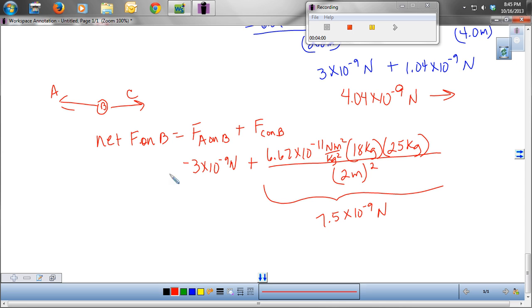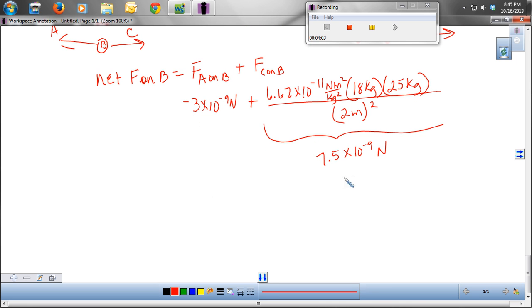And it's positive because it's to the right. So when I added negative 3 times 10 to the minus 9 to positive 7.5 times 10 to the minus 9, I got 4.5 times 10 to the minus 9 newtons. And that was to the right because it was positive, and I said to the right was positive.